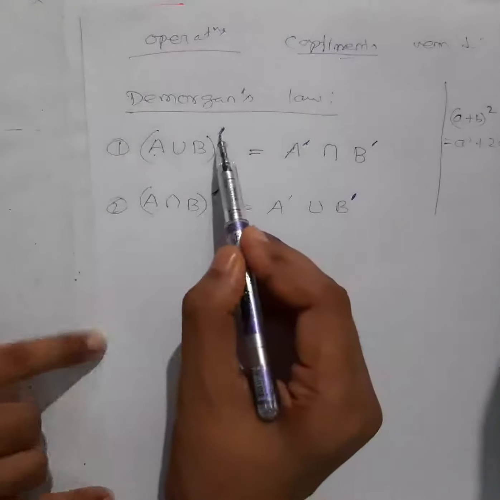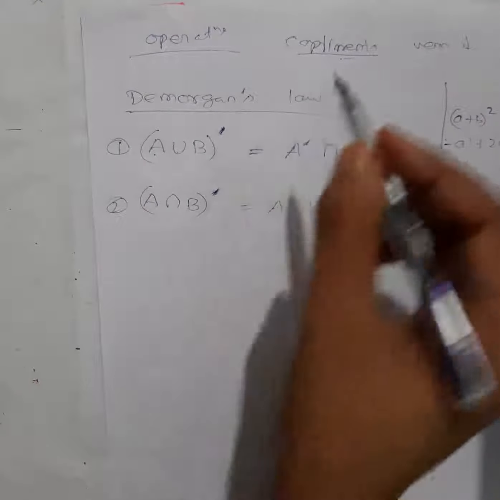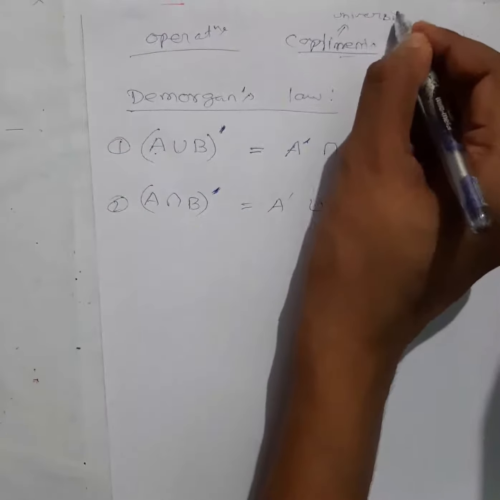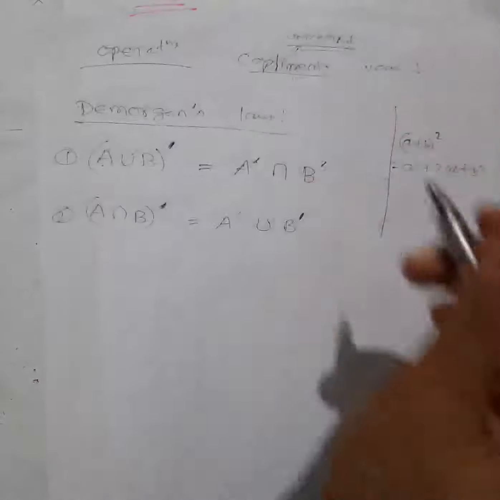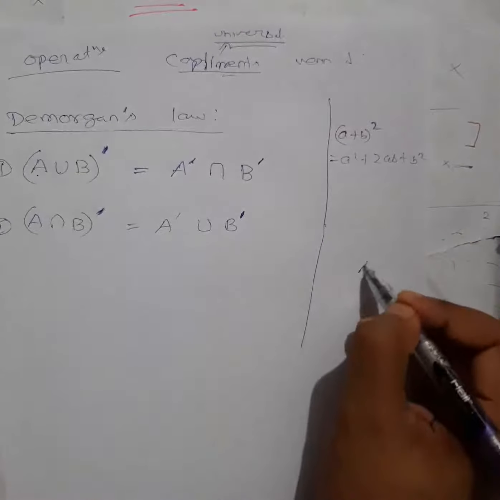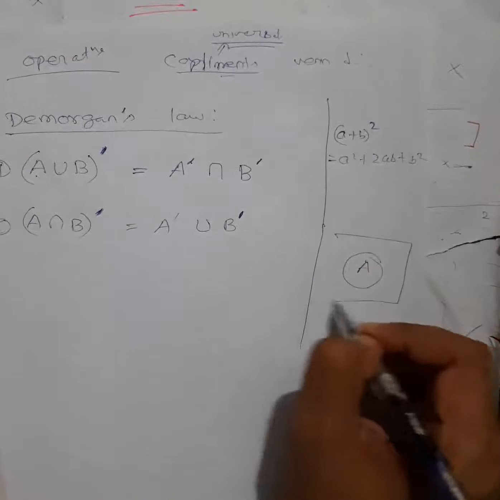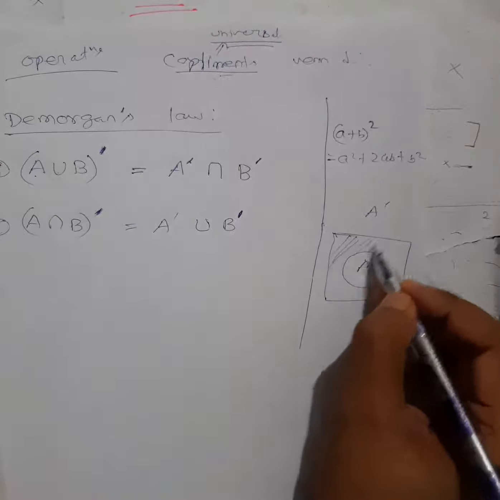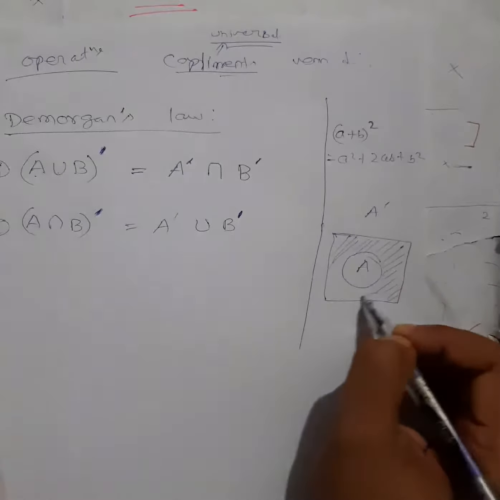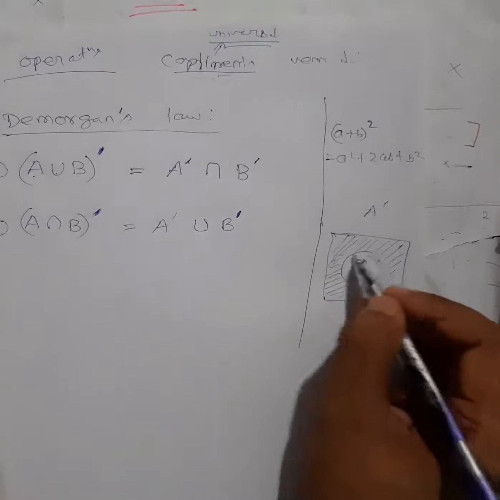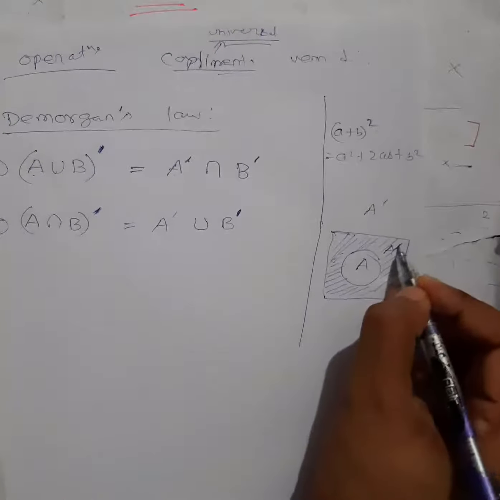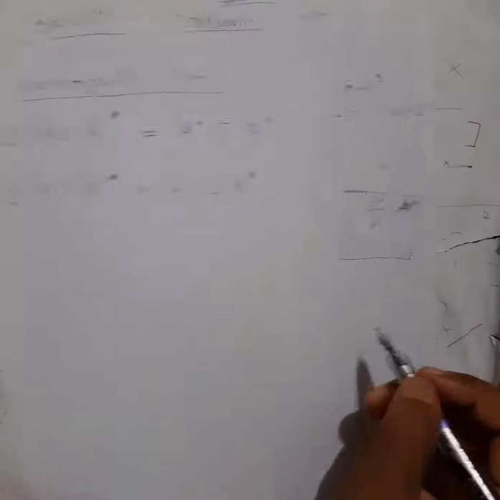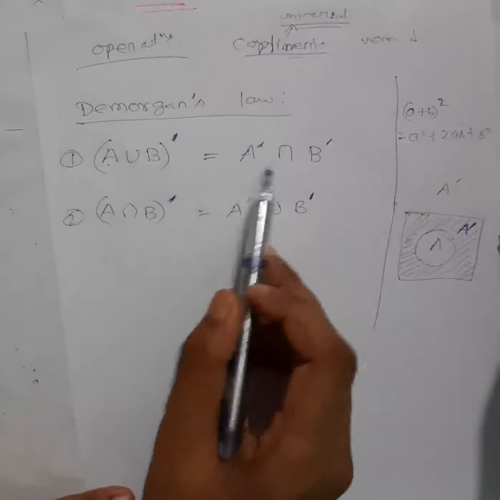Now see here carefully, whenever complement is there, remember what I said, the universal set will be there. Without the universal set you can never find the complement. Remember, if you have a set A, then A complement will be this shaded region. Other than set A, whatever is there in the universal set will be your A complement. That's what we have understood, right? In the same way we will try to prove this also.